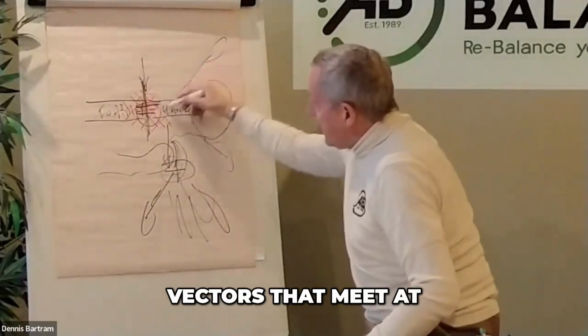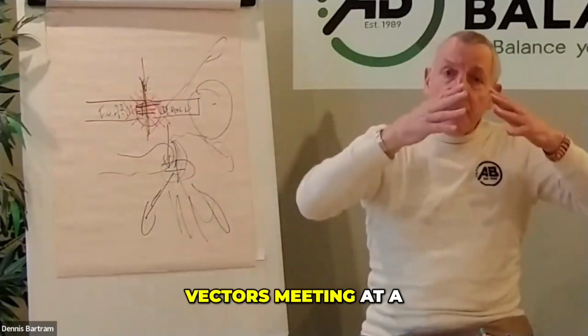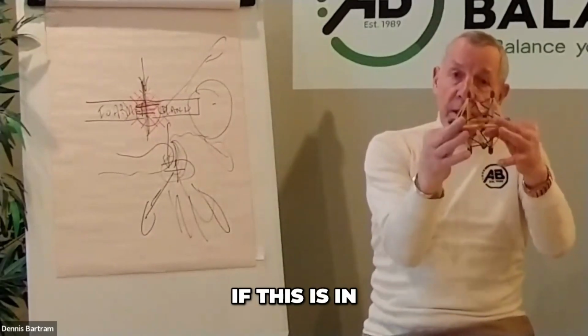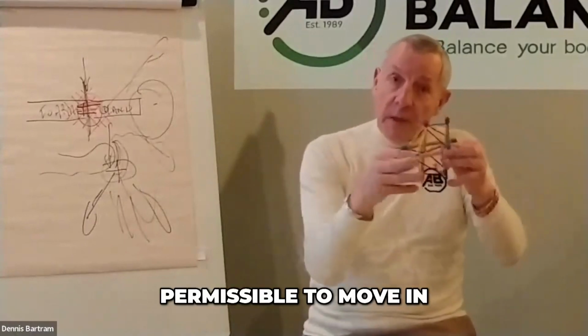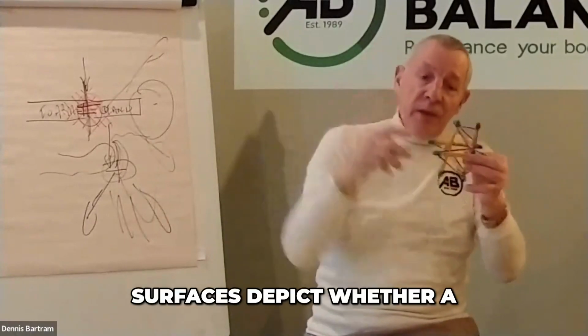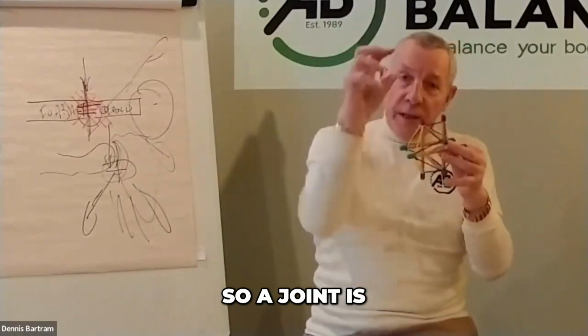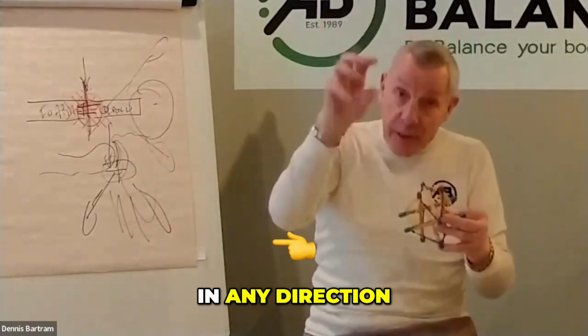They give me two vectors that meet at a nodal point. Now, when you've got two vectors meeting at a nodal point, it's rather similar to this. If this is in the right position, it can move in all the directions it's permissible to move in. So the joint surfaces depict whether a joint can move so far. So a joint is in free space. Now, being in free space, it should be able to go omnidirectional in any direction.